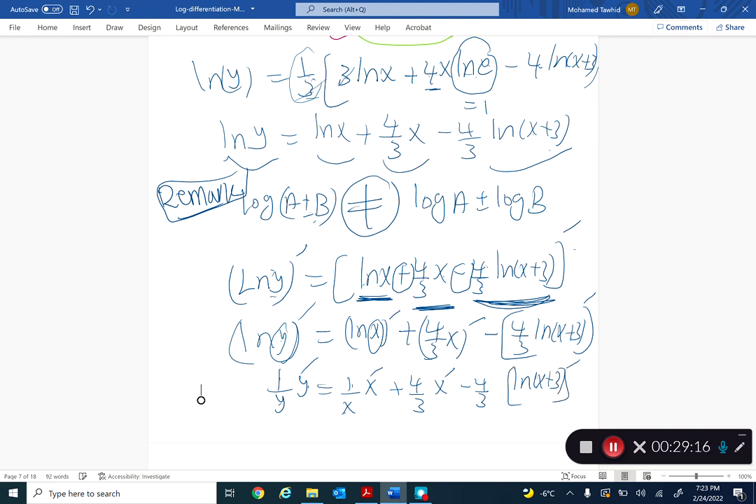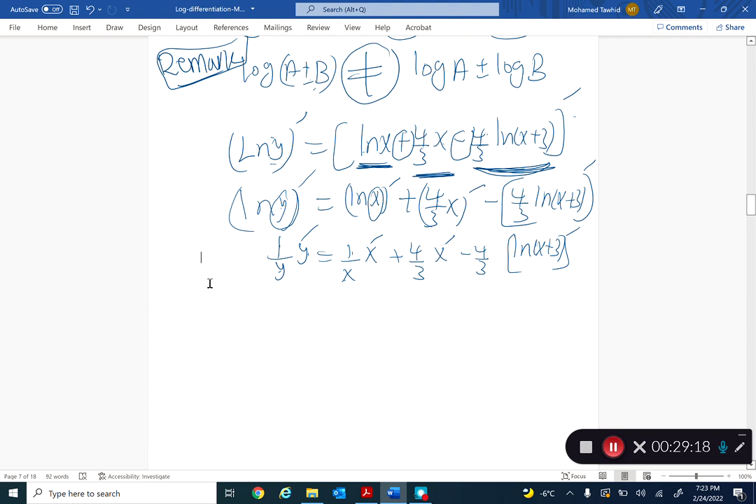So now, let me finish this. You have 1 over y, y prime. And here 1 over x, x prime. What is x prime? x prime is 1. What is y prime? That is the question. I need to find y prime, which is dy by dx. That is the goal, to get y prime. So x prime is just 1, and you have 4 over 3.